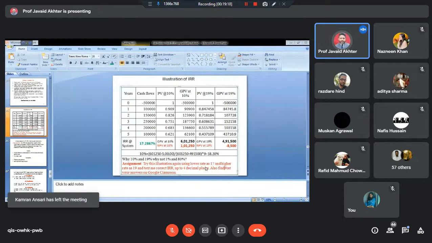Also find out IRR for Y and Z. And then post your answers in the Google Classroom. So what happens? Unfortunately, one or two of you can calculate, and people will copy and paste.